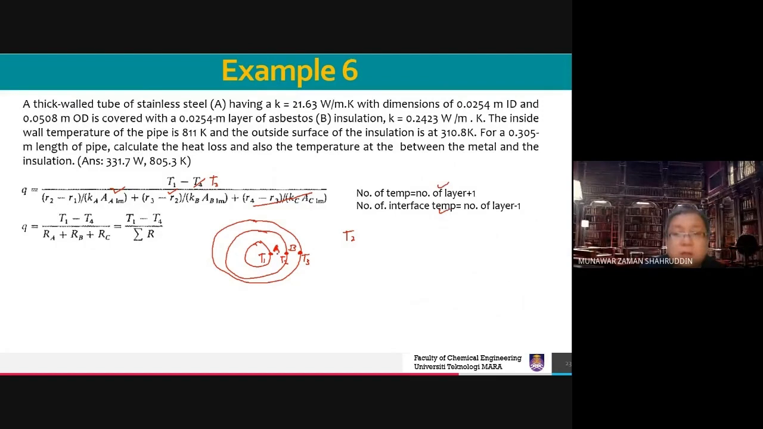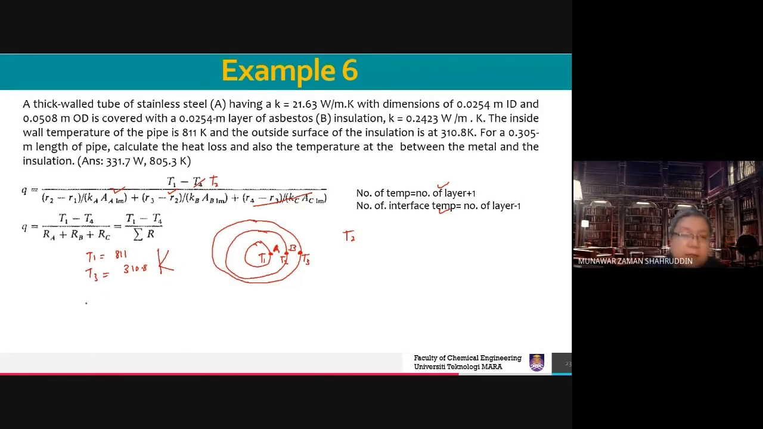So the inside wall temperature is T1, 811. The outside temperature is T3, 310.8 Kelvin.